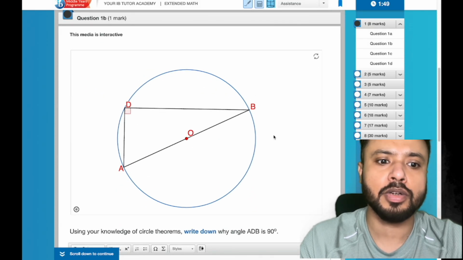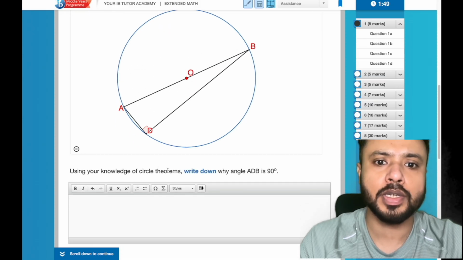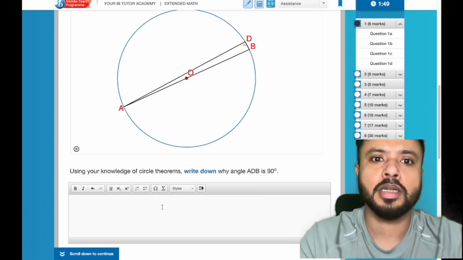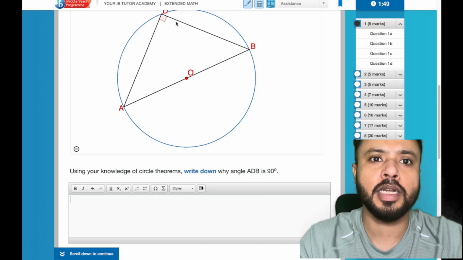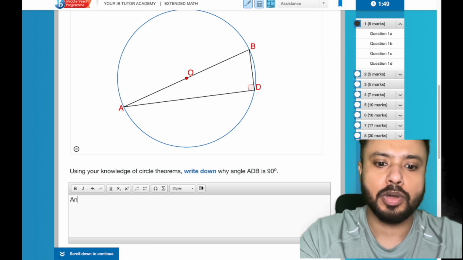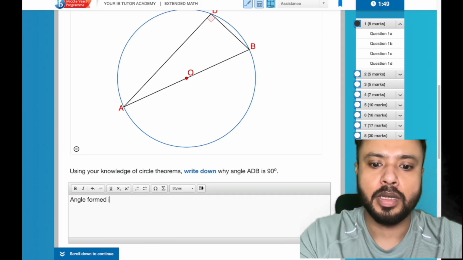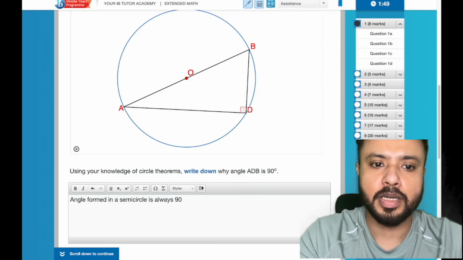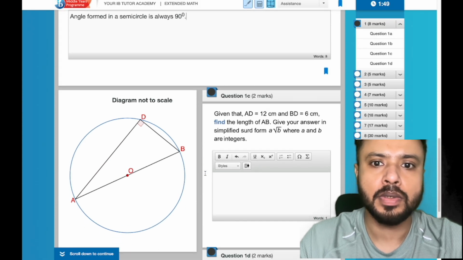Now this is the second question. So using your knowledge of circle theory, write down why angle ADB is 90 degrees. So please understand that this particular angle ADB is formed considering AB, which is the diameter of the circle. So this is basically an angle formed in a semicircle. So an angle formed in a semicircle is always 90 degrees. So this is the reason.